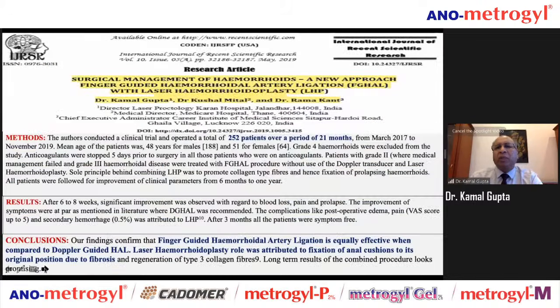Now, we had a few publications. This was with my respected teachers, Dr. Kushal Mittal and Professor Ramakant. It was a study conducted on 252 patients, and FG Hall with laser hemorrhoidoplasty was very effective, and the results were spectacular, almost 98%.